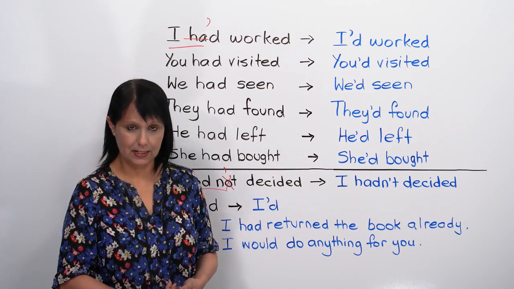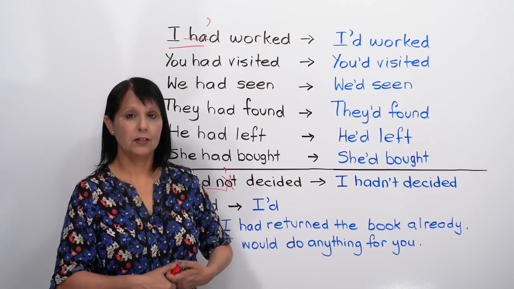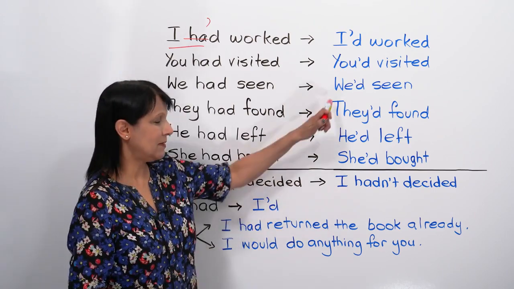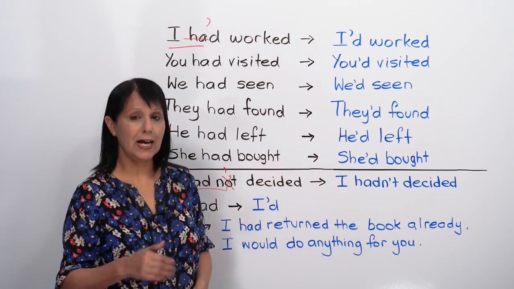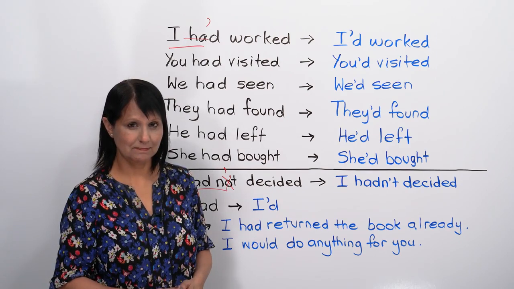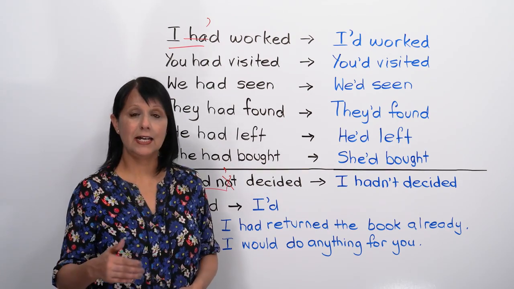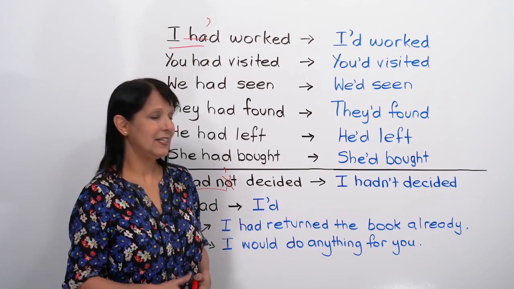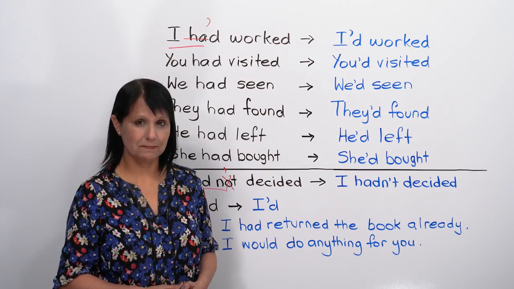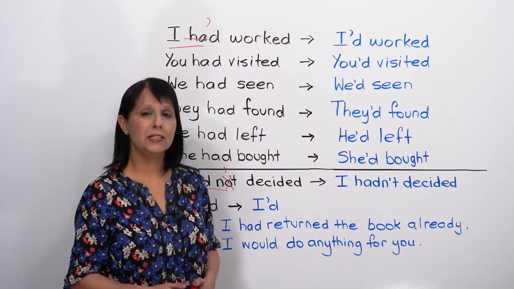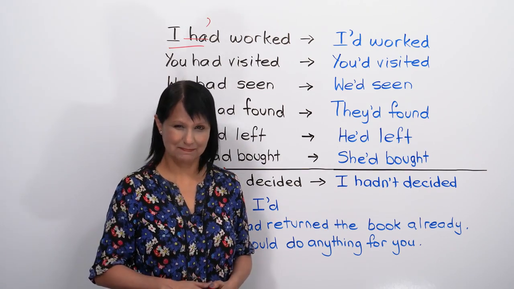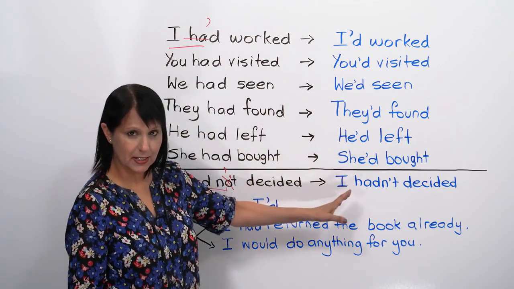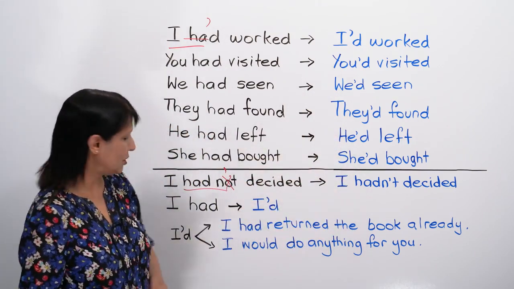I hadn't decided. You hadn't visited. We'll make these negative, okay? We hadn't seen. They hadn't found. Good, keep saying them. He hadn't left. And the last one, she hadn't bought. Okay, good. Now you know the correct spelling and pronunciation of these, but let's just look here again.